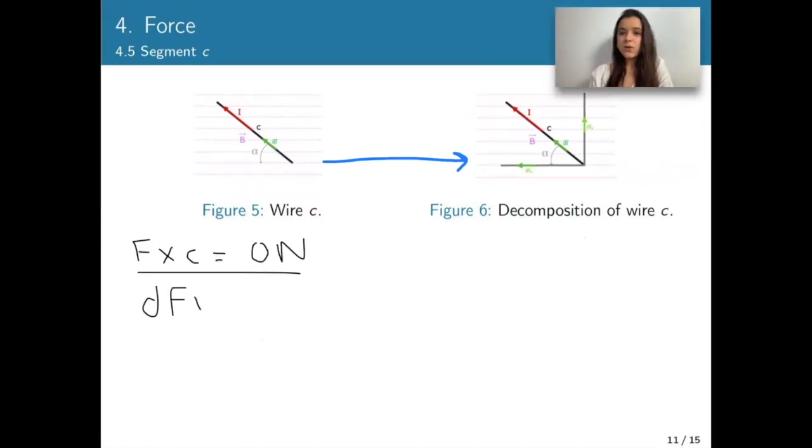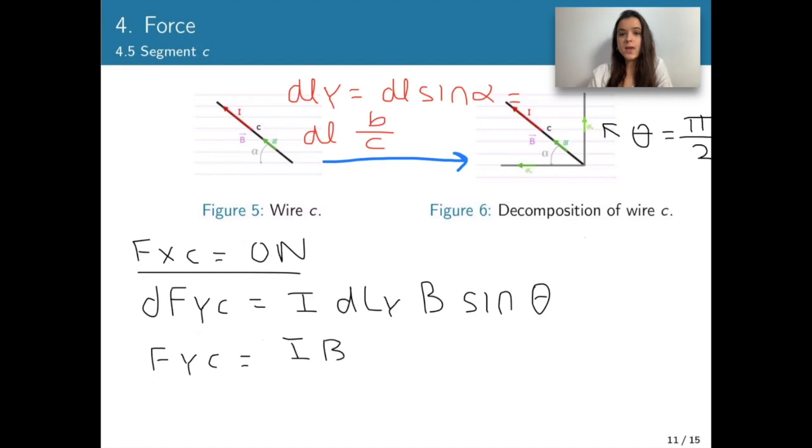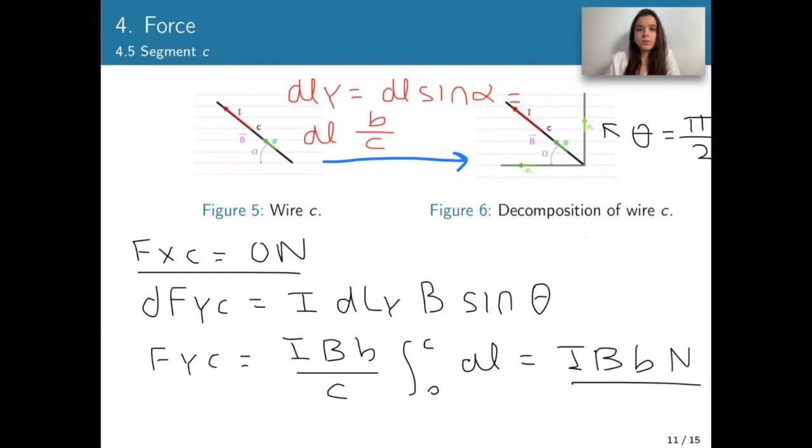To calculate the differential of force for the y-axis, we multiply the intensity by the dLy by the field and by the sine of the angle, knowing that this angle is pi halves. Plus, to know the differential Ly, we multiply the differential of L by the sine of alpha. And as we're working on a triangle, sine of alpha equals b divided by c, which is the opposite cathetus divided by the hypotenuse. Then we integrate the differential of force y from 0 to c, and we obtain the result intensity multiplied by field multiplied by b. Moreover, with the right-hand rule, we calculated the direction and obtained that it points inwards.